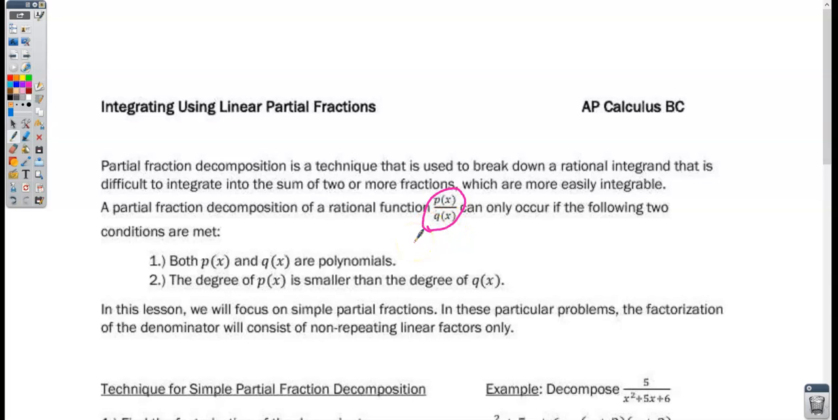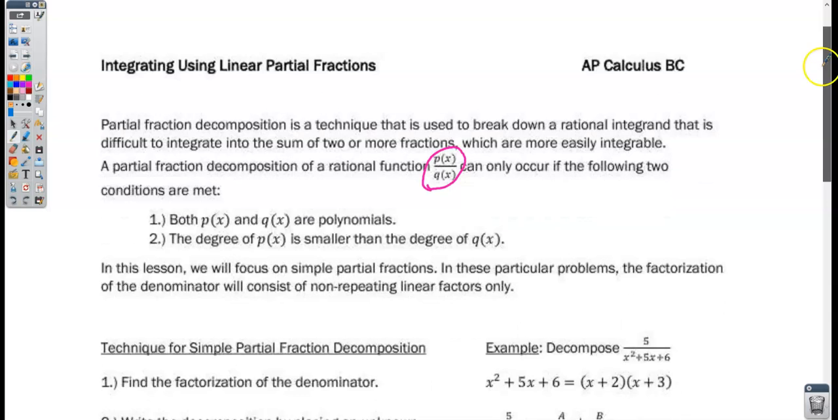Now, that doesn't mean that we can't use partial fractions in situations where the degree of p of x is bigger than the degree of q of x. But if that's the case, we've got to do long division first, which we talked about a few sections ago. We would have to do long division, and then we'd end up with a remainder that required partial fractions, potentially. All right. In this lesson, we're going to focus on simple partial fractions. And so the factorization of our denominator is going to consist of non-repeating linear factors only. So let's take a look at what this looks like.